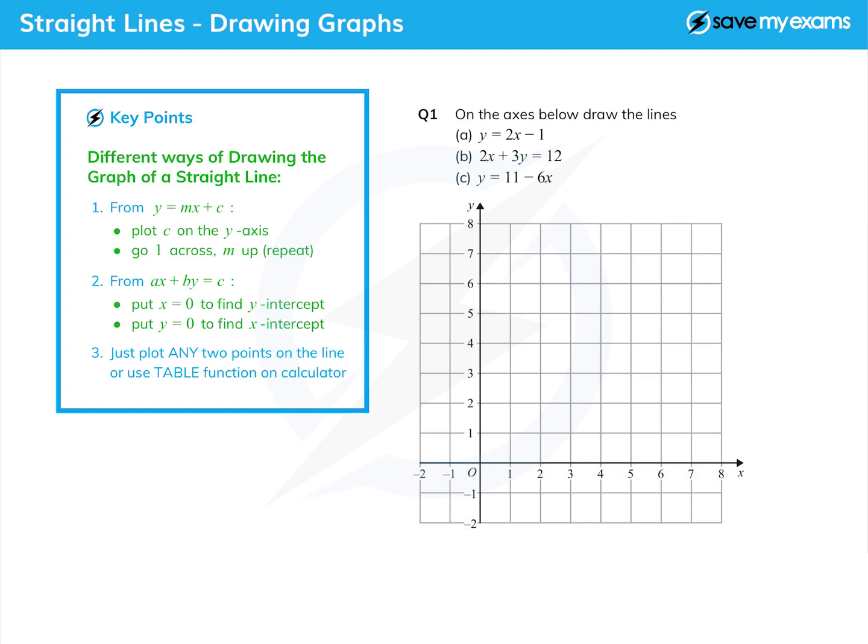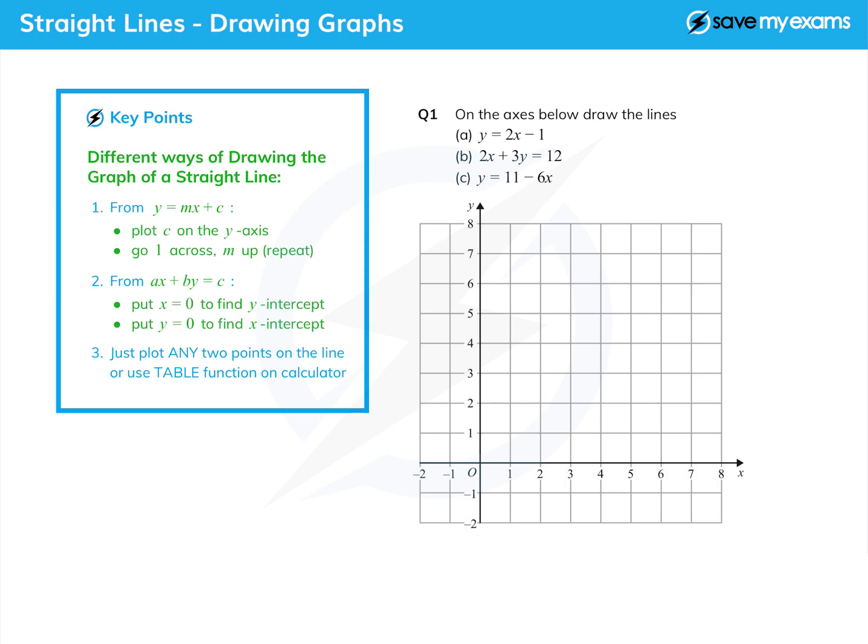If you're given the equation in the classic y equals mx plus c form, I hope you remember that m, that's the number in front of the x, is the gradient, and the c is the y-intercept, where it crosses the y-axis. And so you simply plot the y-intercept, and then you go 1 across, m up, 1 across, m up, until you've drawn enough points to be able to draw the line.